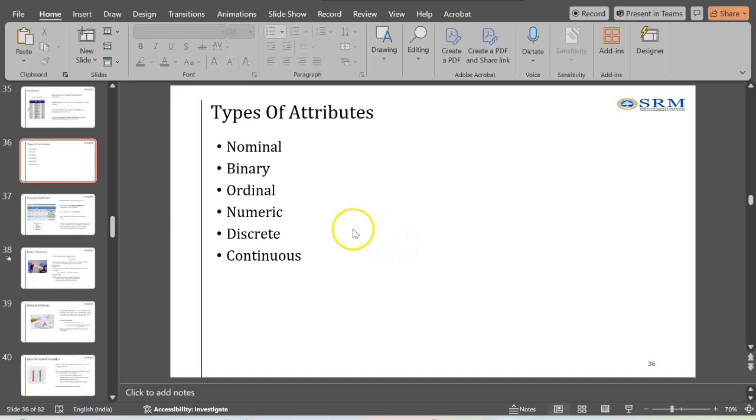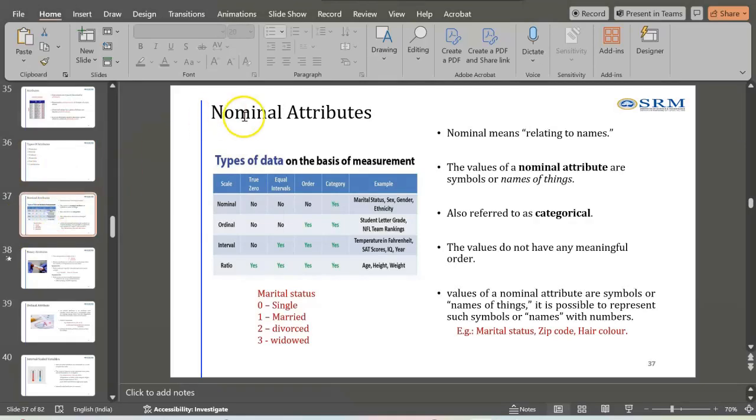Hi, in this video we are going to look at the types of attributes: nominal, binary, ordinal, numeric, discrete and continuous. So let's see one by one what the different types of attributes are. First, let us look into the nominal attributes.